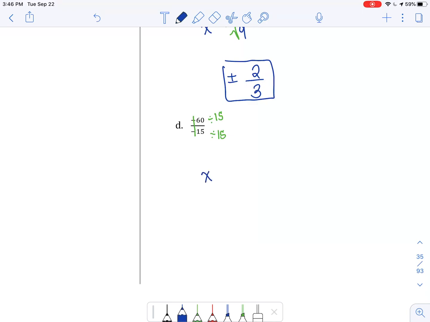That would also work, and we end up with x squared is equal to 4 for the square root problem, meaning that the square root would be plus or minus 2.